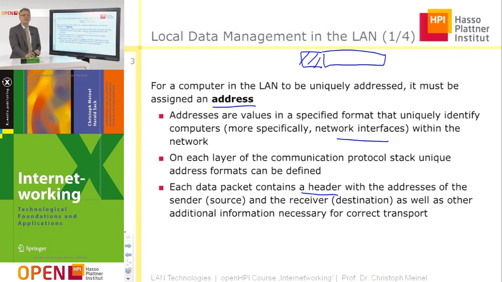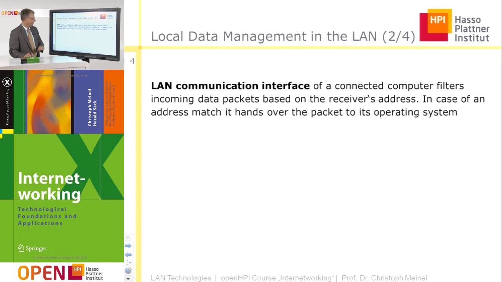So first, the address of the receiver. What is also needed for different things is that the sender of the data packet is identified, and this is done by the address of the sender. So in a header we have the address of the receiver as well as the address of the sender, and then there is other additional administrative information that is necessary for the correct transport of the data packet.